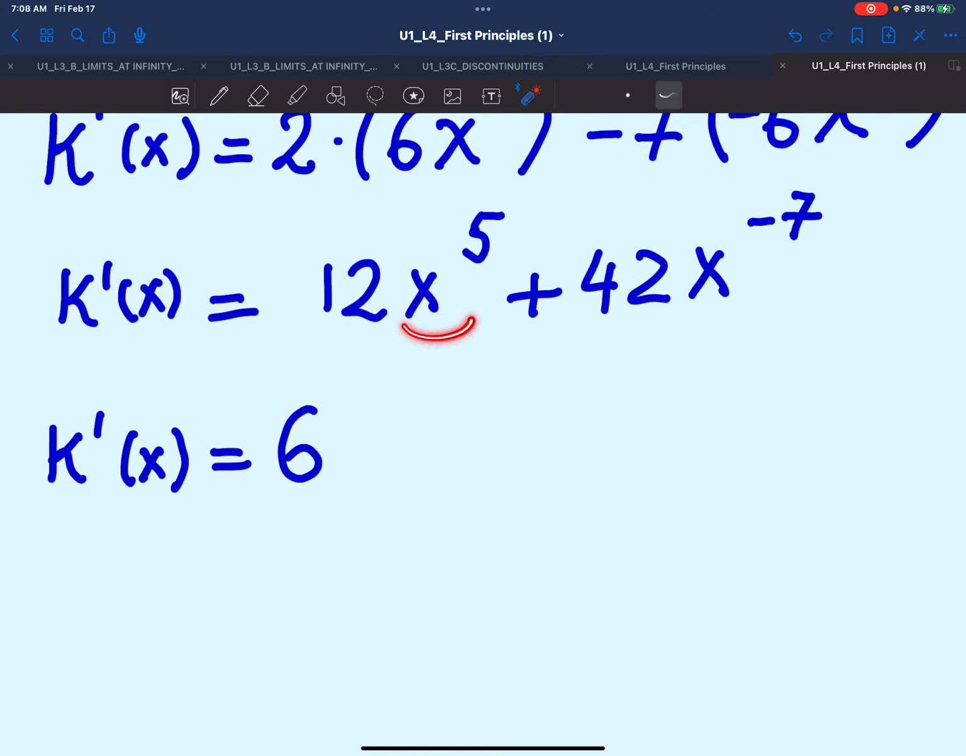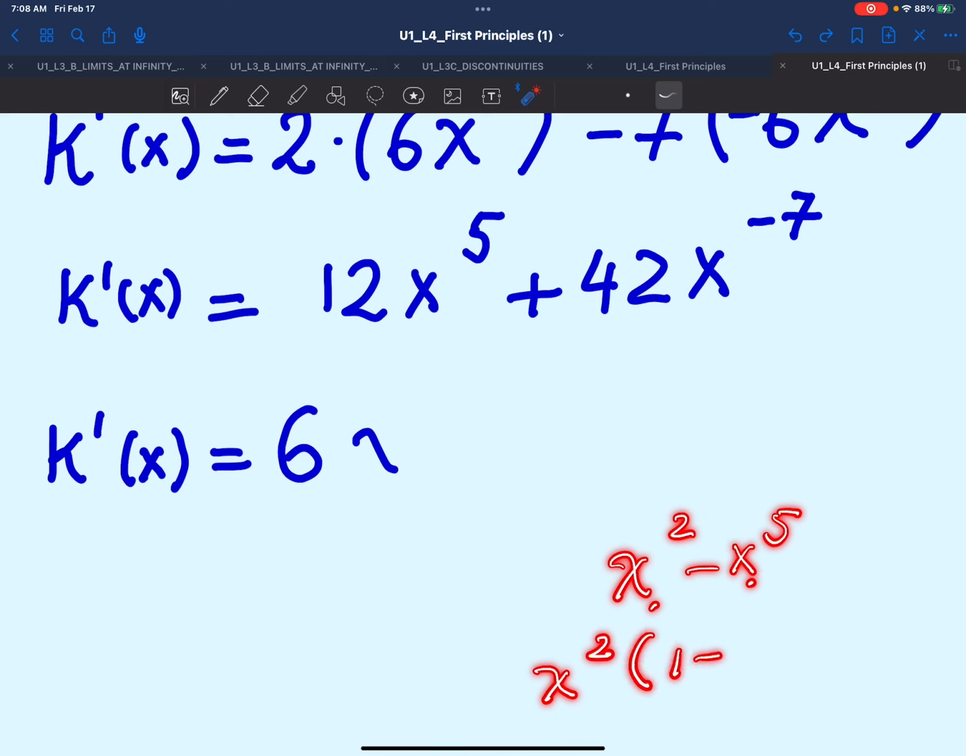Now x to the 5 and x to the negative 7 will have x in common. And the power we can take out is the smallest power. As an example, I will bring in here x to the power of 2 minus x to the power of 5. So when we find the greatest common factor, that would be x to the smallest exponent, and that would give 1 minus x to the power 3. So from 5, we take away the 2 powers that we have factored.